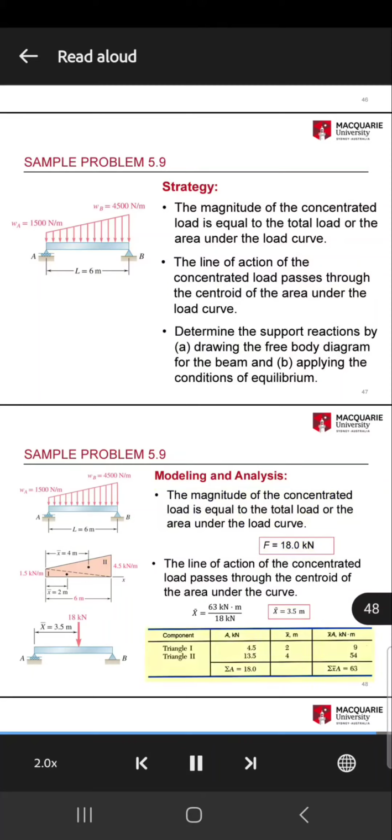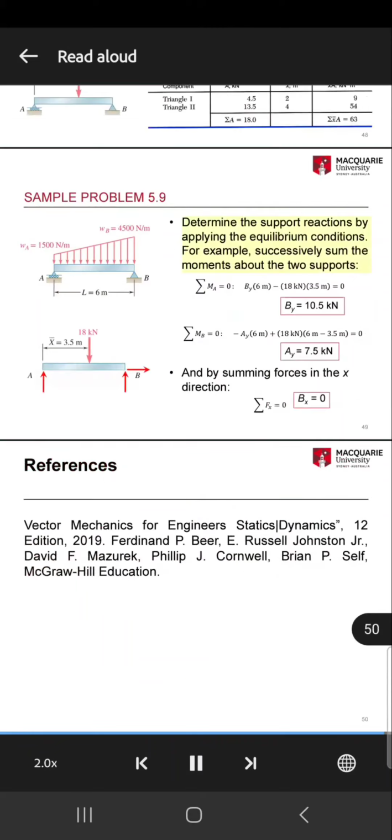X equals 3.5 meters. Determine the support reactions by applying equilibrium conditions. For example, sum the moments about the two supports. By equals 10.5 kilonewtons. Ay equals 7.5 kilonewtons. Bx equals 0, by summing forces in the x direction.